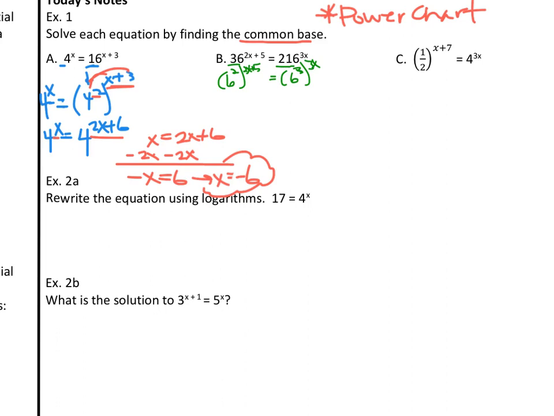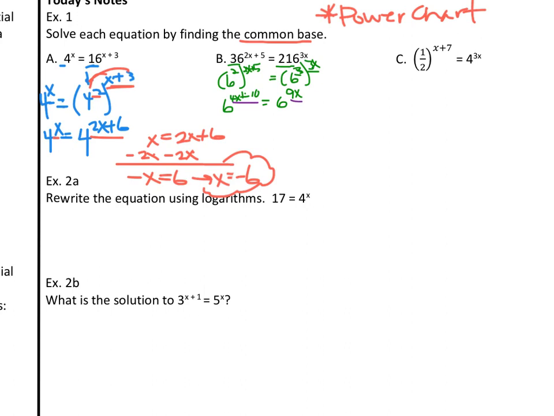Let's clean up their exponents. The 2 with the 2x plus 5, if I distribute the 2 in, we would get 6 to the 4x plus 10. And on the right-hand side, 3 and the 3x, if we multiply them, that would be 6 to the 9x power. Now that the bases match, we'll simply set the exponents equal to each other.